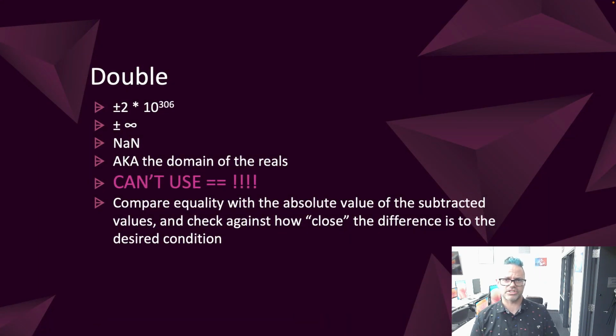Doubles are the next data type. This is our floating point value. We have plus or minus 2 times 10 to the 306 value. Take a look at how big that number actually is.